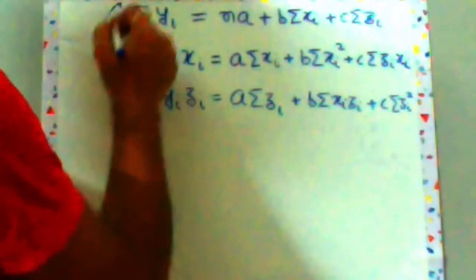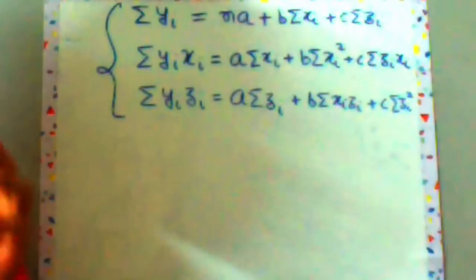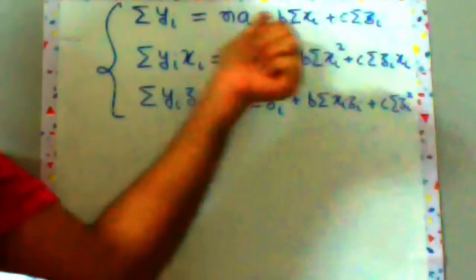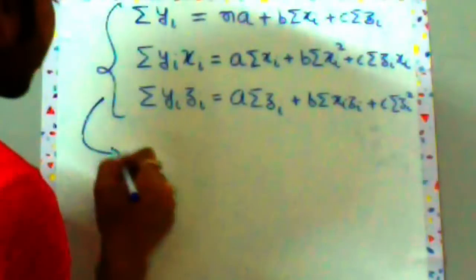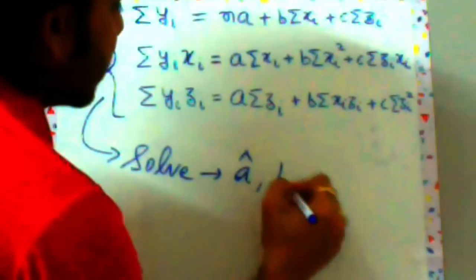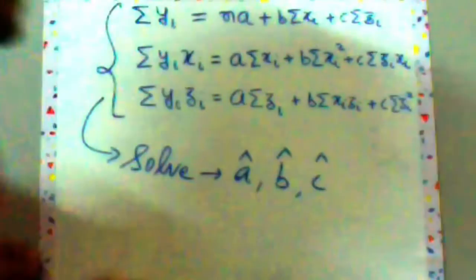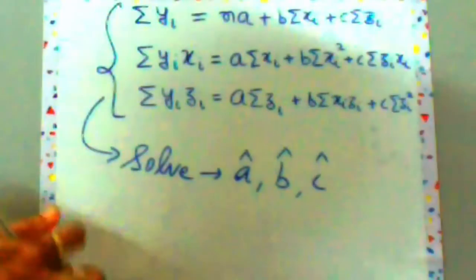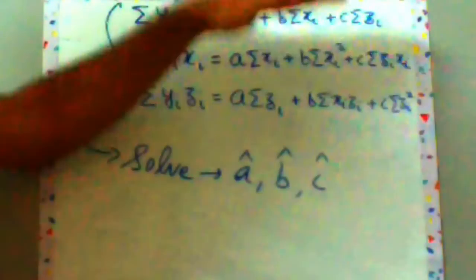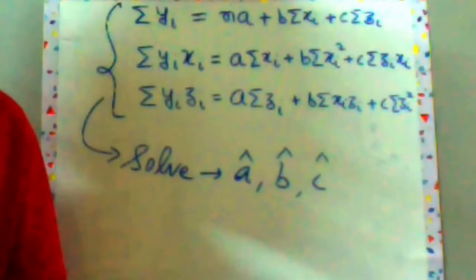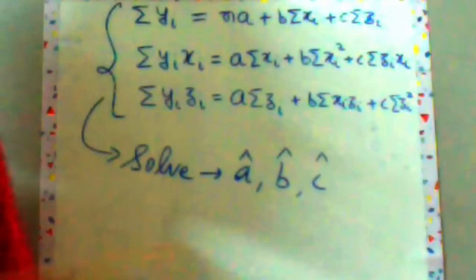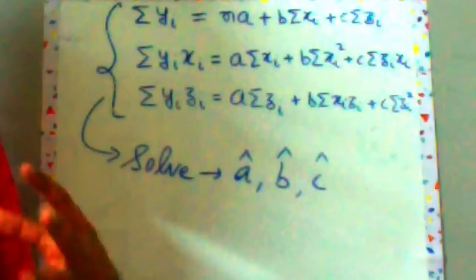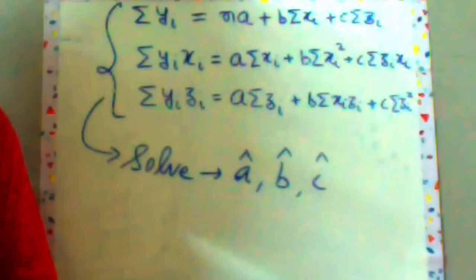So these are your normal equations. You can solve these equations to get the estimated values of A, B and C, and you can call them A hat, B hat, C hat. So if you solve them, you will get A hat, B hat and C hat. Now over here, this is quite easy, but the moment I get 4 variables, 5 variables and so on, solving those equations is not a very good task. It's quite tedious in nature.